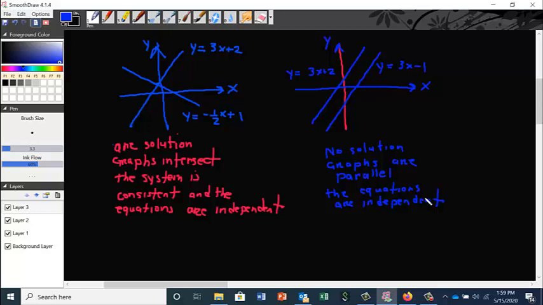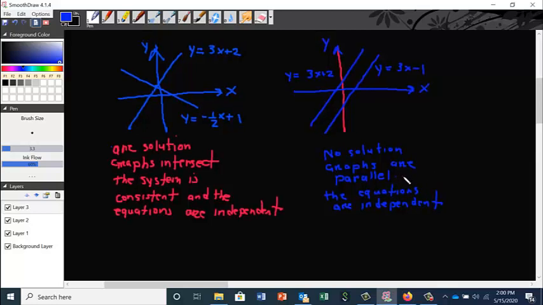So these equations are still independent of each other, but it's also inconsistent. Now I forgot to put inconsistent. This is inconsistent. So let me write it down here. I forgot to mention. Let's put it right here. Semicolon. The system is inconsistent. Okay, so the system is inconsistent.